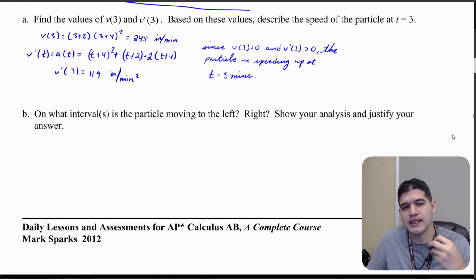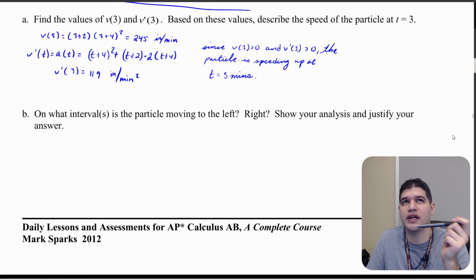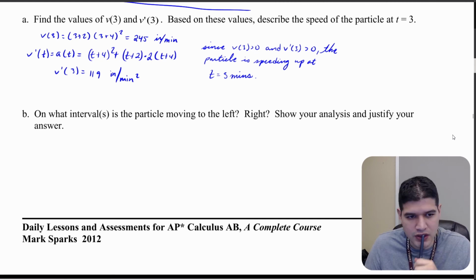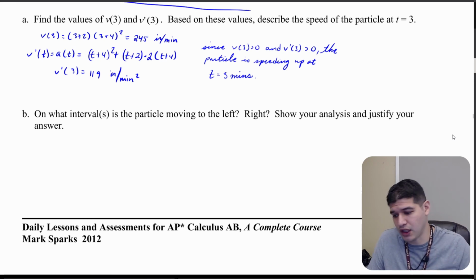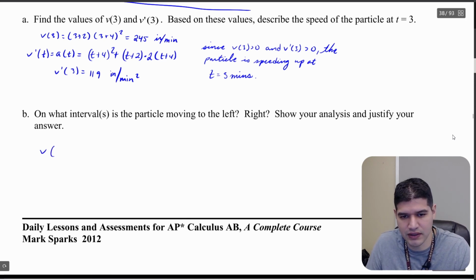So let's think about this. We're moving to the left when the velocity is negative. We're moving to the right when the velocity is positive. So what we need to do is just figure out when the velocity is positive and negative, which is going to bring up a sign chart. So let me just think about v of t real quick.